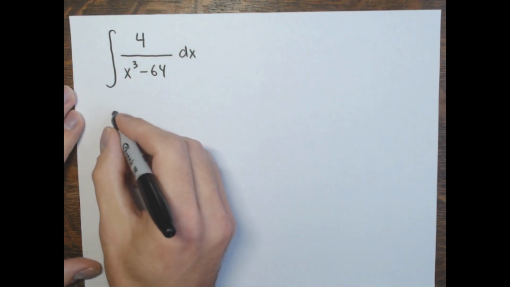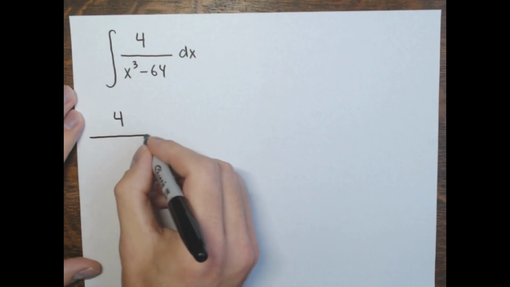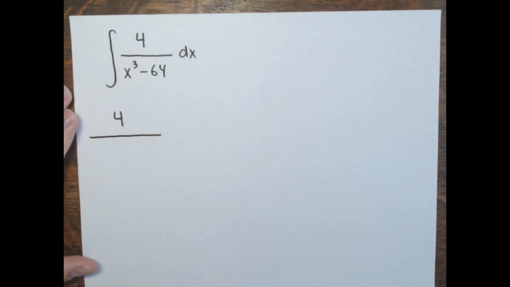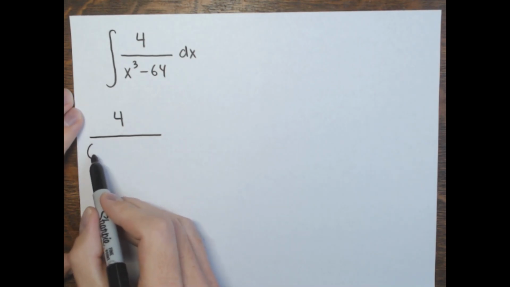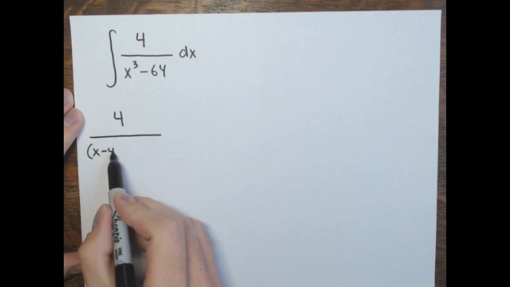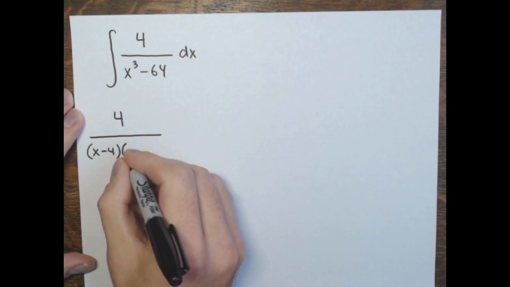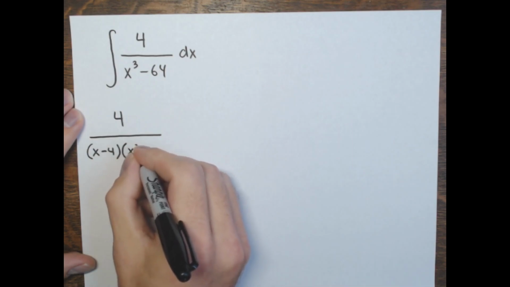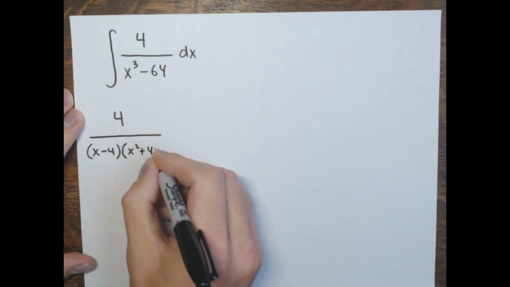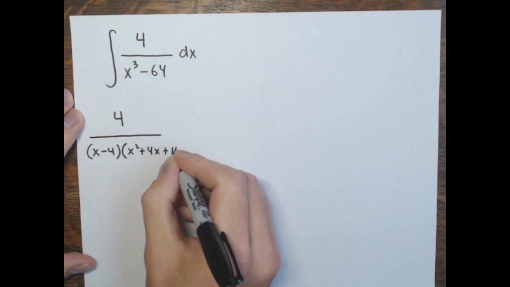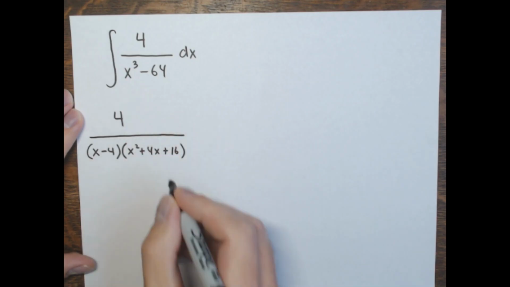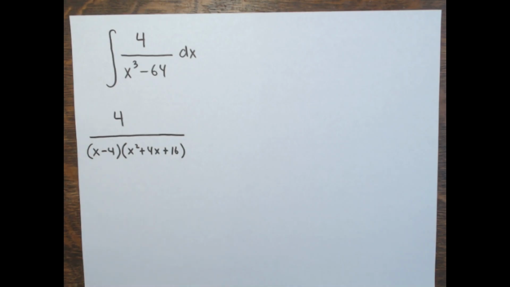Now, x cubed minus 64 is a difference of cubes, x cubed minus 4 cubed. So I can factor that to a linear, just x minus 4, times a quadratic that can't be factored more, x squared plus 4x plus 4 squared, plus 16. All right, so hopefully you recall how to factor differences of cubes. I'm not writing that up here.